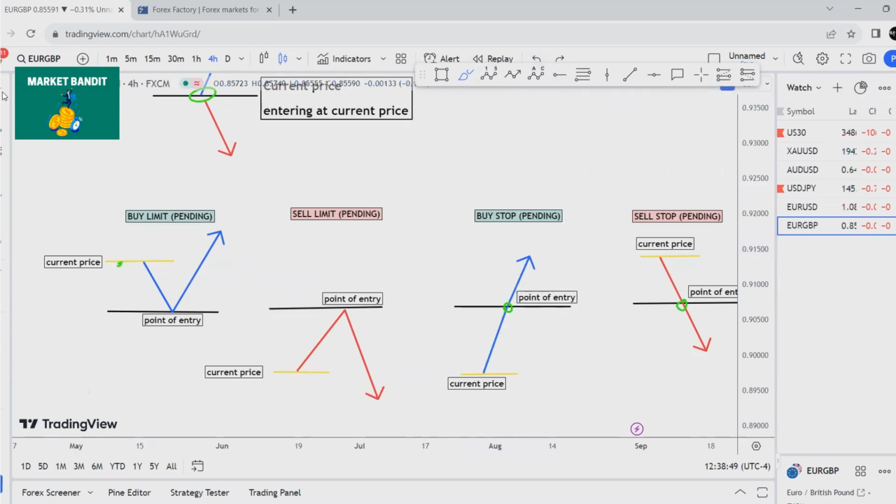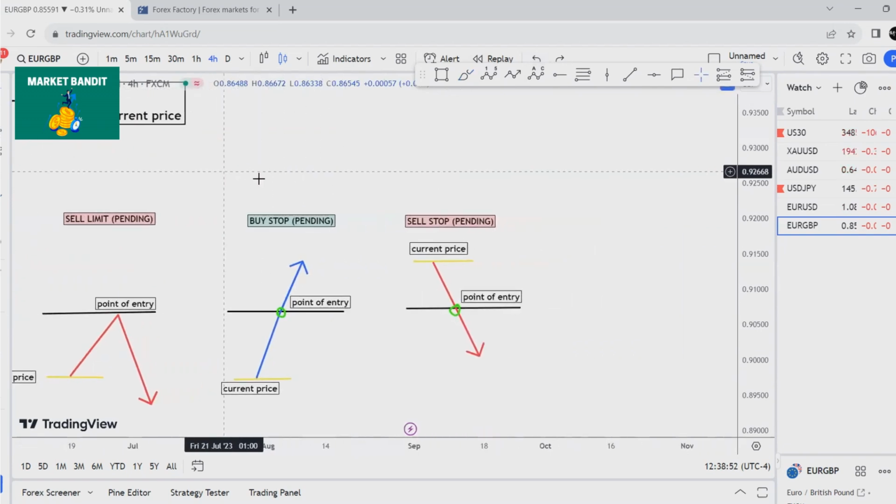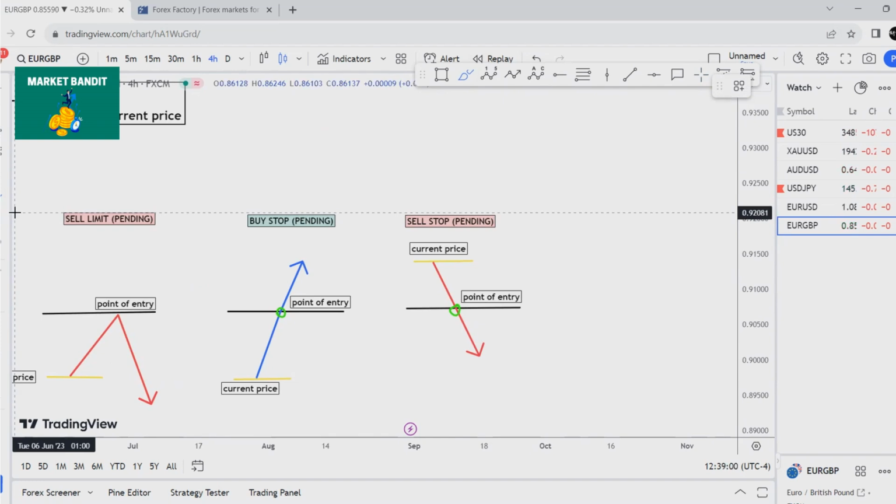On the flip side, we have the sell stop order. It's the same thing, right? So picture a scenario where you believe a currency pair will drop once it breaks a certain support level. With a sell stop order, you set a price lower than the current market price. If the market breaks that level and continues falling, your order is triggered, right? It becomes activated, and you profit from the expected downward move.